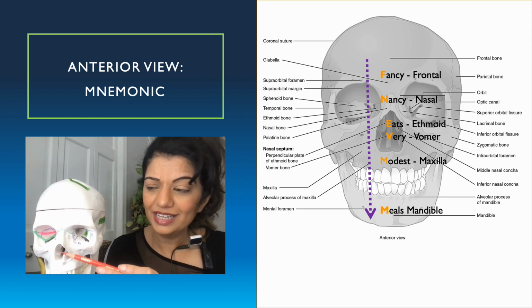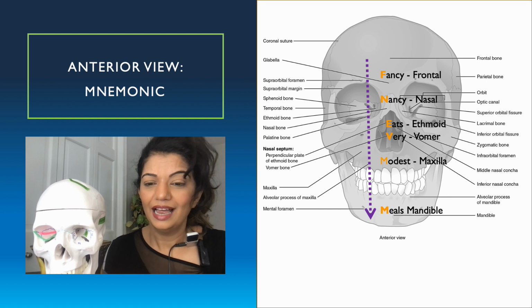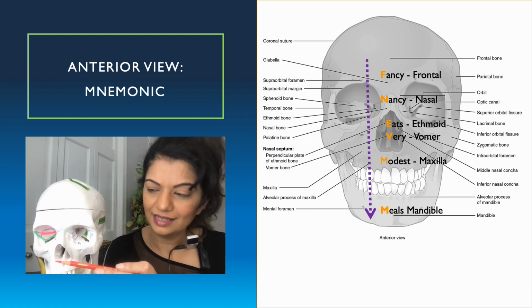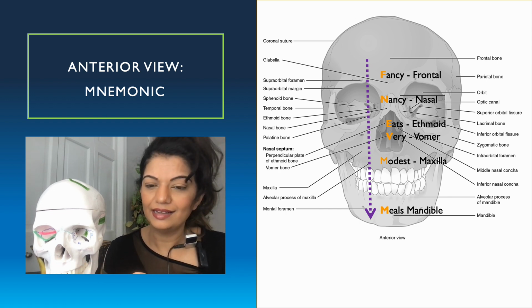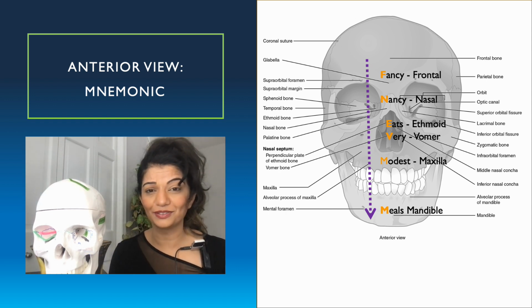And then you've got V, which is Vomer. It's going to be in your nasal cavity. And modest is from Maxilla, which is right there. And meals is for Mandible, which is right there. So there you go. Fancy Nancy eats very modest meals.